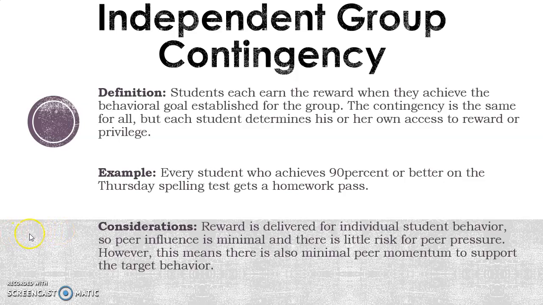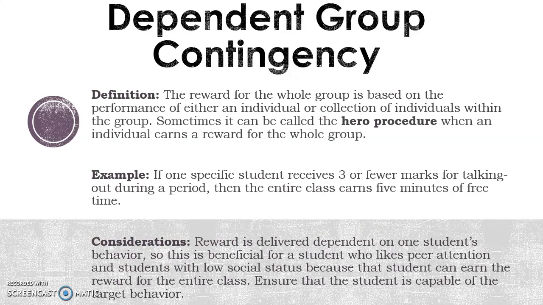Considerations for this group contingency. The reward is delivered for individual student behavior, so peer influence is minimal and there is little risk for peer pressure. However, this means there is also minimal peer momentum to support the target behavior. So that means that they're all not working towards the same goal as a whole, but more on an individual basis. So you kind of lose the momentum of the whole group in this setup.